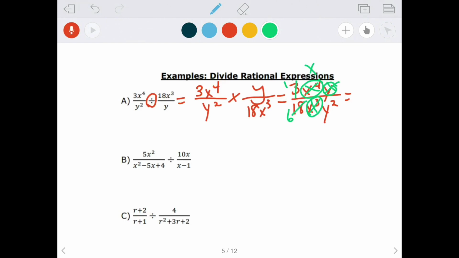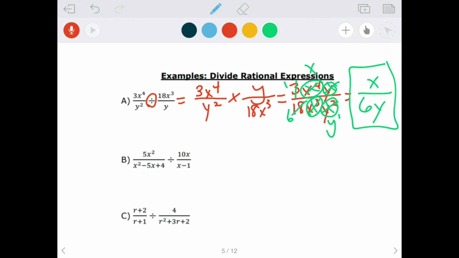Finally, the y in the numerator can cancel out, and my y in the denominator just becomes y to the 1, or just y. When I go across, my numerator is 1x, or just x. My denominator is going to be x over y. So that is our first example of dividing rational expressions.